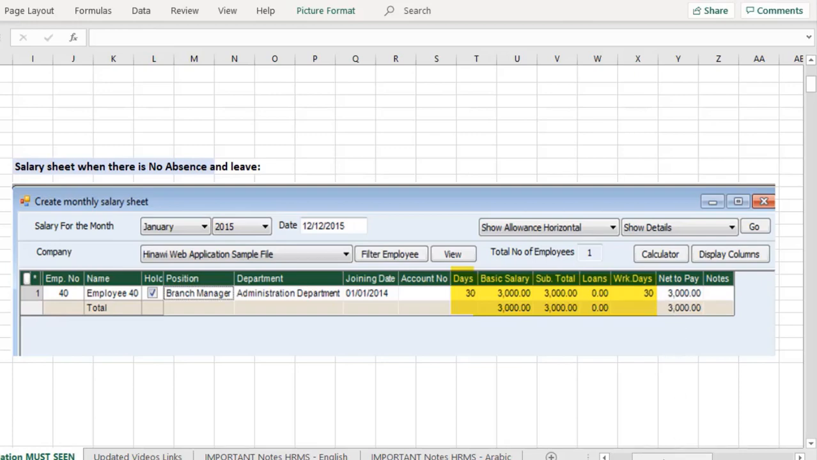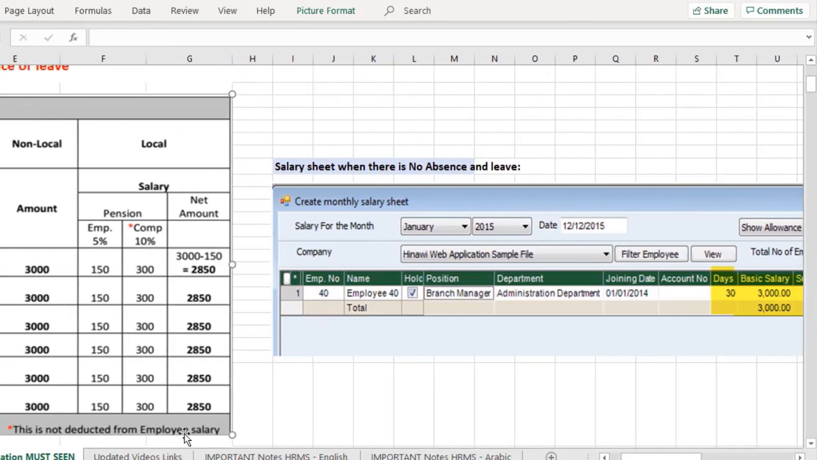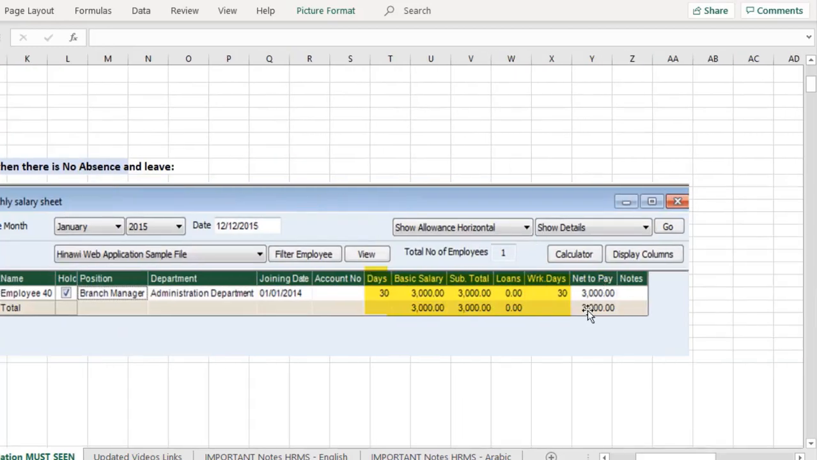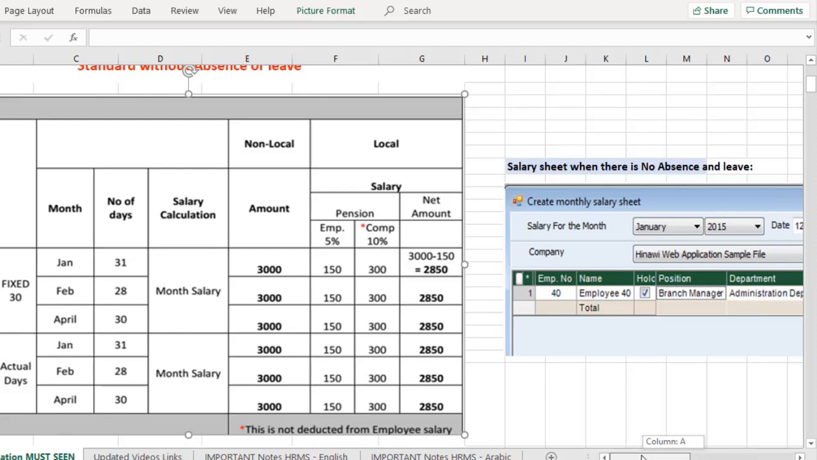As we saw here, there was no deduction from the employee salary. This is only the net amount we're talking about here. In this scenario, we have seen the net to pay is 3,000 because there are no leaves, no absences. So whether actual days or fixed 30 days, it doesn't affect the total. It would always be 3,000. That was regarding the first example which we talked about.